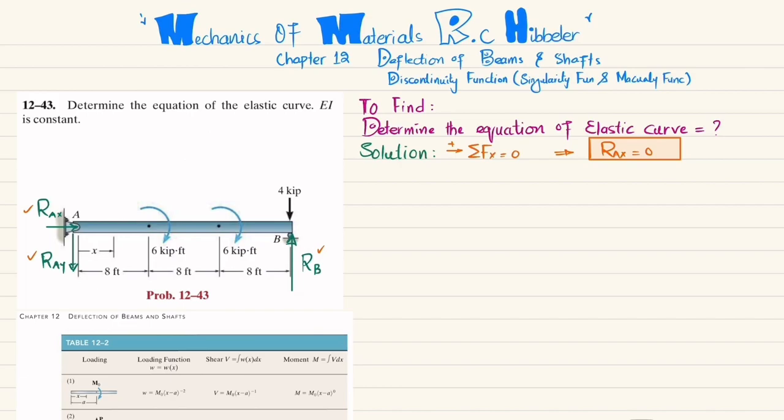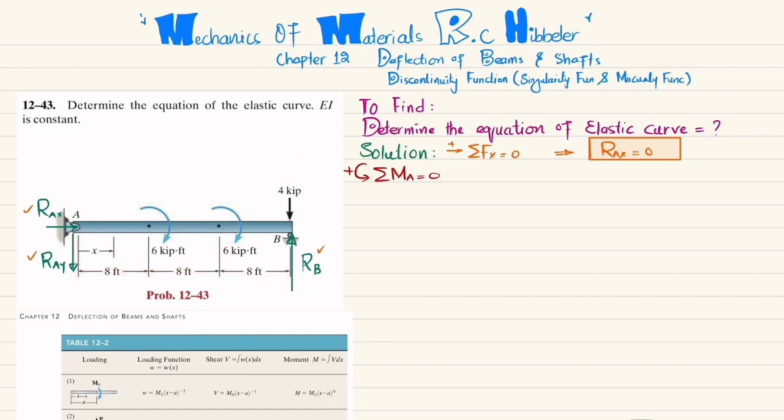Now we'll find RB by using the equation of equilibrium that the sum of all moments about point A is equal to 0, taking the counterclockwise moment as positive. About point A, the first moment is this one, which is 6 kips, that is clockwise, so it will be negative. Next is this one, which is also clockwise, so it will be negative. The third moment will be 4 into the perpendicular distance, which is 24, and this is also clockwise, so it will be negative. The last moment, produced by RB into the perpendicular distance of 24, is counterclockwise, so it will be positive.